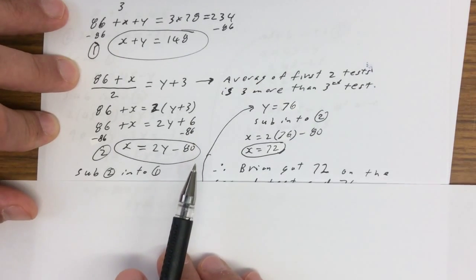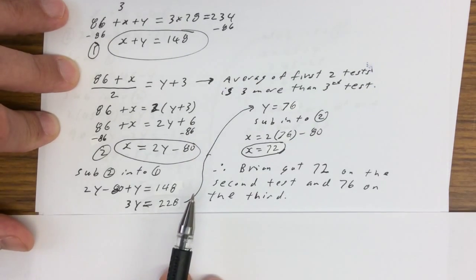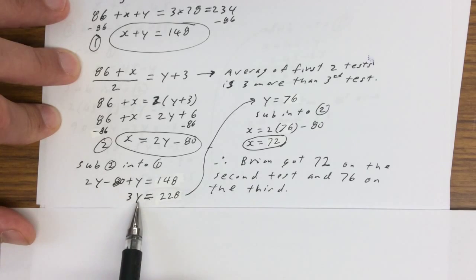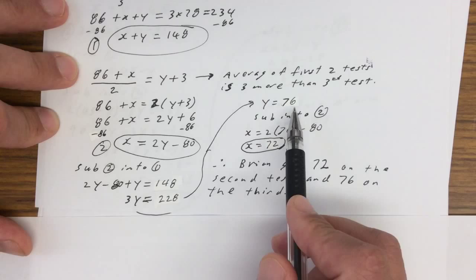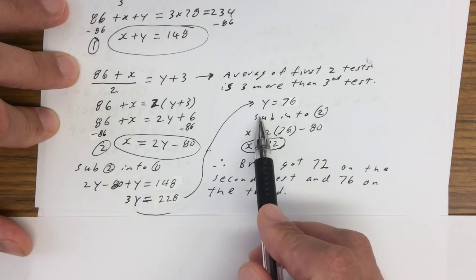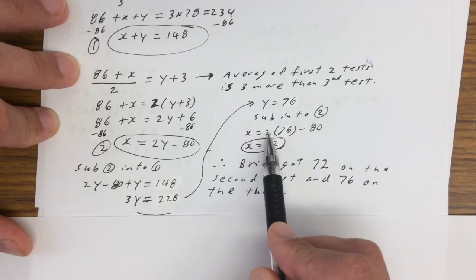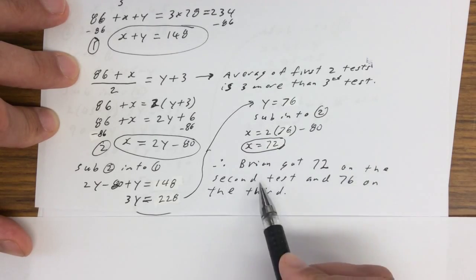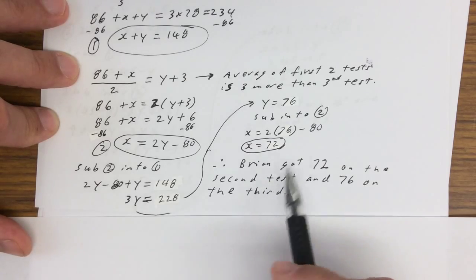Now we can sub that into 1. By subbing into 1, we simplify, isolate y, and you get y equal to 76. Sub that into 2 to get x, and you get 72. So Brian got 72 on the second test and 76 on the third test.